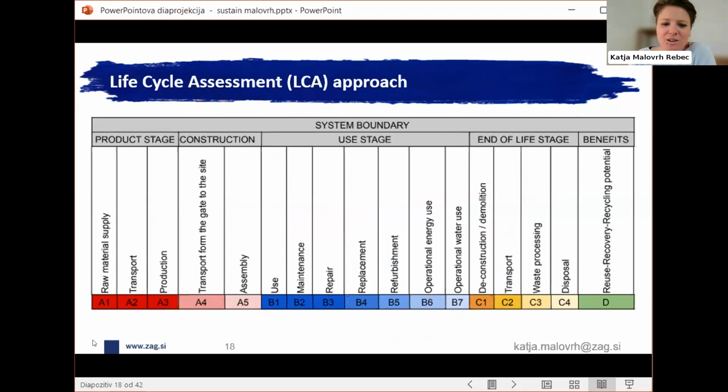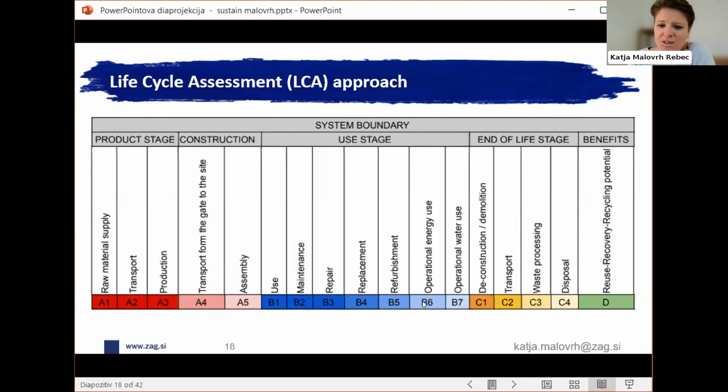So we are saying here in the A module, we are talking about the production stage. So here we evaluate all the environmental impacts that will be the result of, let's say, raw material supply, and then transport and production of a product or multiple products or services. And then this other part, the construction part, relates to the transport to the gate and the assembly.